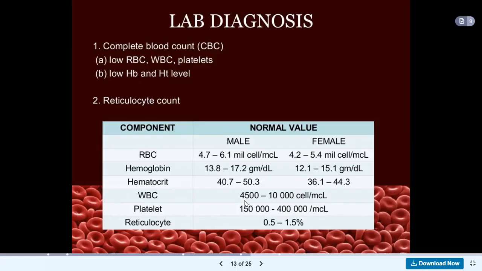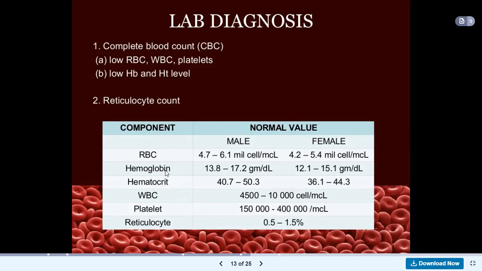Okay, so from this table, our red blood cell normal value is supposed to be between 4.7 to 6.1 million cells per microliter in a male, and 4.2 to 5.4 million red blood cells per microliter in a female. So this is a normal component. But in aplastic anemia, it will be far lower than this. Maybe the patient might be having 2.7 or 2.3. A male patient will have 2.3, which is very low, far lower than the normal value.